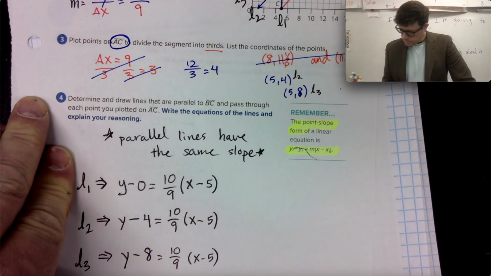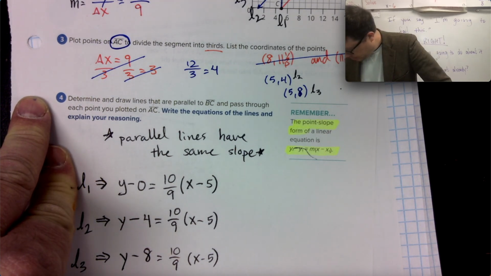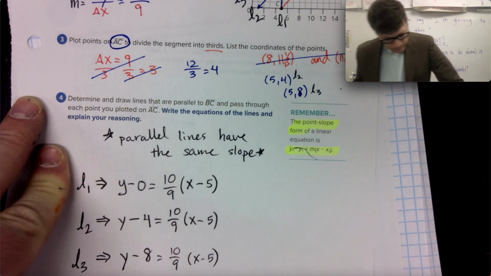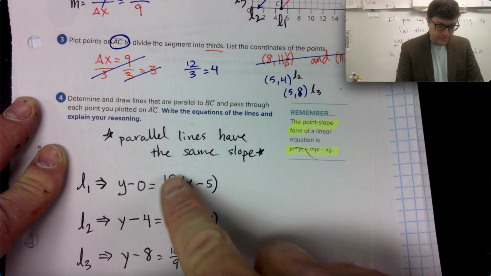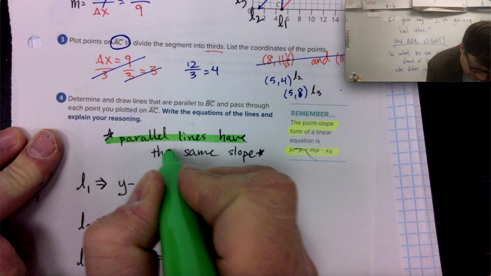Pretty nice. Okay. Yep, and yep. Cool. They're parallel, so therefore parallel lines have the same slope. Parallel lines have the same slope.